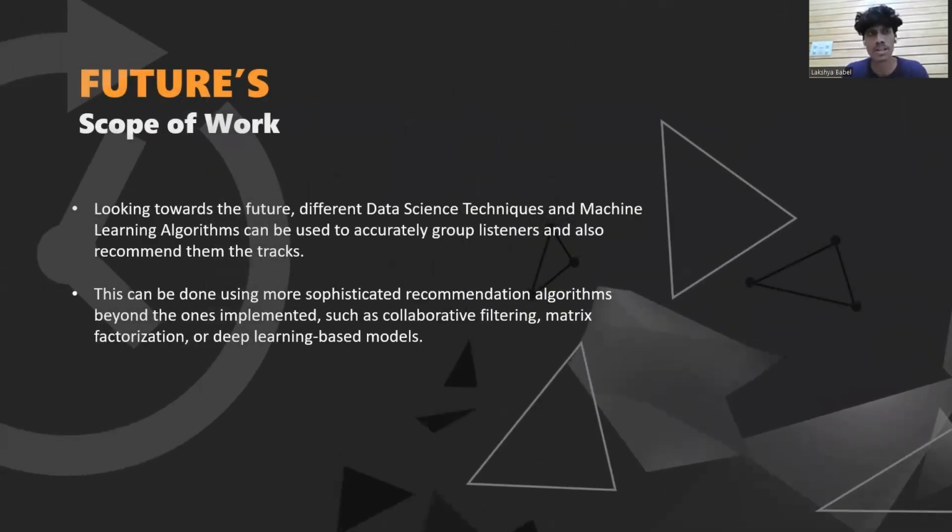So what is the future scope of work? Looking towards the future, different data science technologies and techniques and machine learning algorithms can be used to accurately group listeners and also recommend tracks to them. This can be done using more sophisticated recommendation algorithms beyond the ones implemented, such as collaborative filtering, matrix factorization, or deep learning methods, basically.